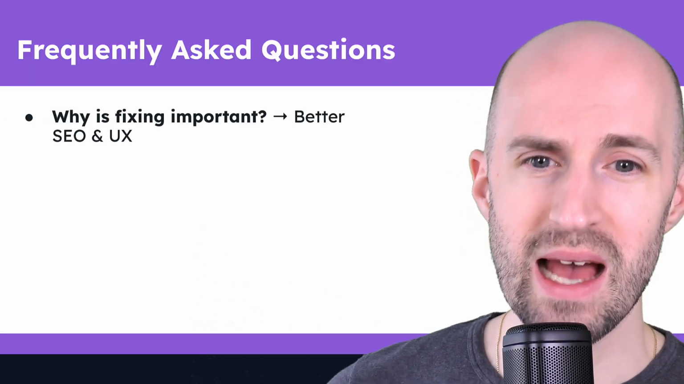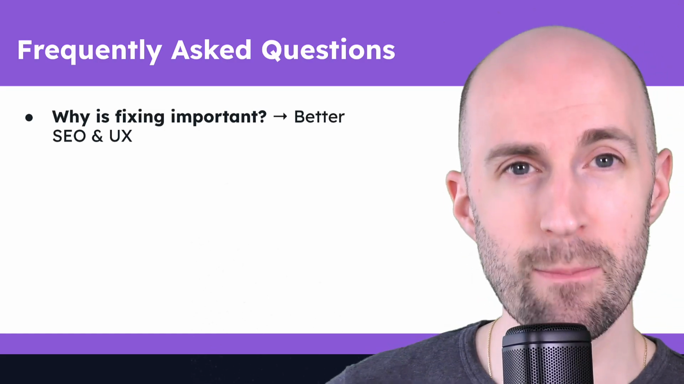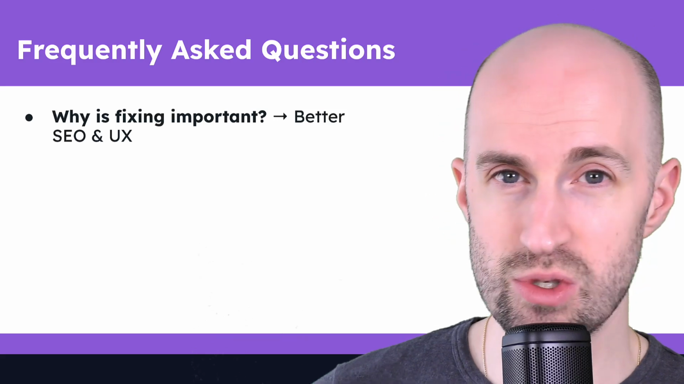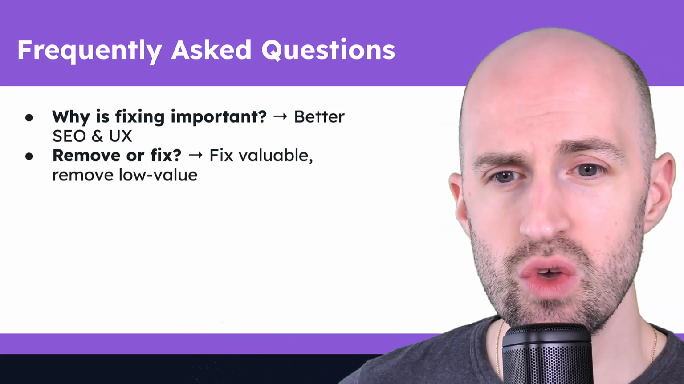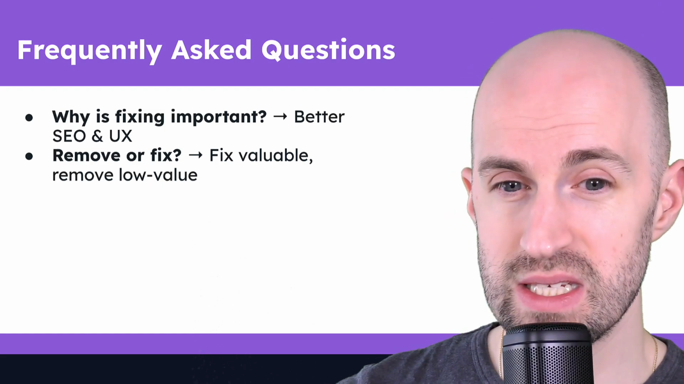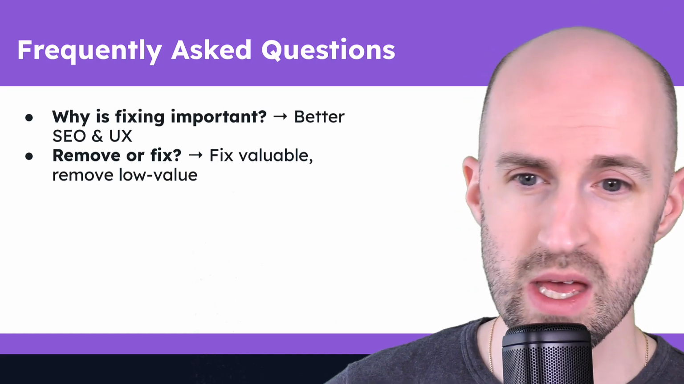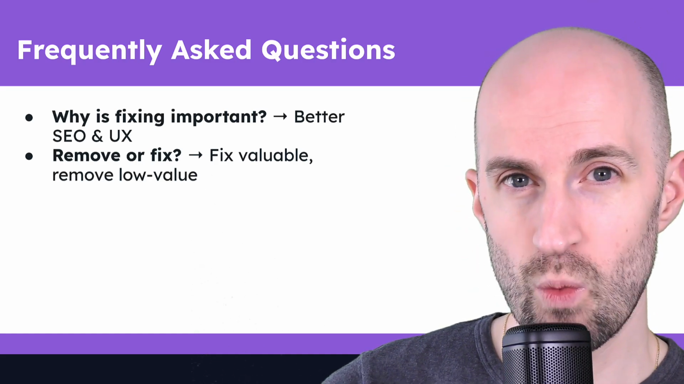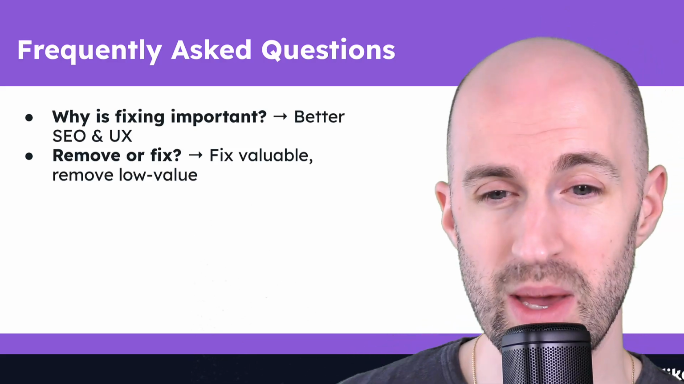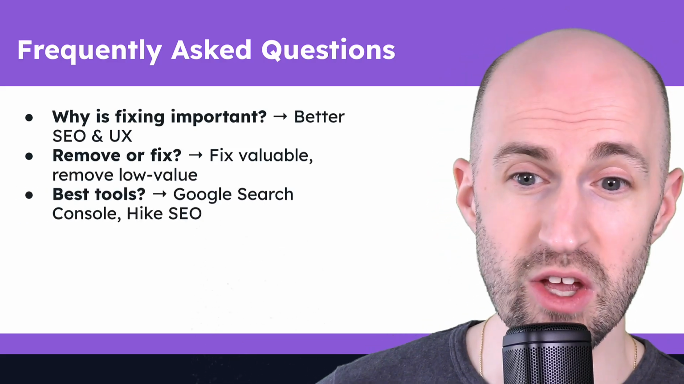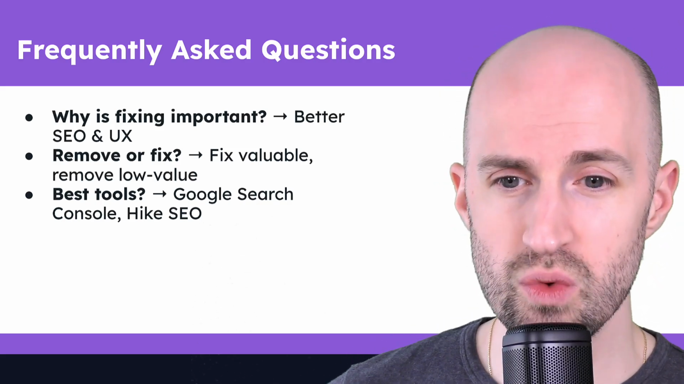So some frequently asked questions. Just to recap what you learned today. So why is fixing these important? Well, better SEO and user experience, which is important for your rankings and organic traffic. And do you remove the orphan page or do you fix it? Well, you fix the valuable pages with great content that you want people to discover, and you remove the ones, or you just leave them as is for low value pages, or let's say marketing pages. Some of the best tools that you can use: Google Search Console, Hike SEO, Google Analytics, all great tools.